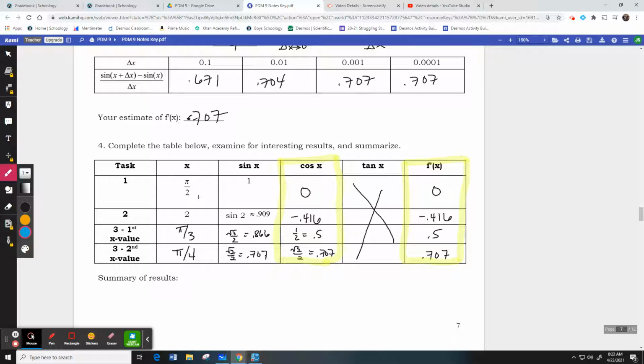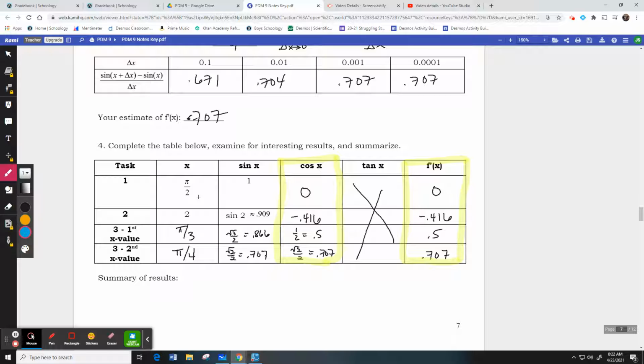Then I figured out the sine and the cosine at both of these values. You could use your unit circle for these 3, or you could just put them in your calculator. The big idea we want to get out of this is to figure out what the derivative of the sine is. So what do you notice about the derivative of the sine? This right here is the derivative of the sine.